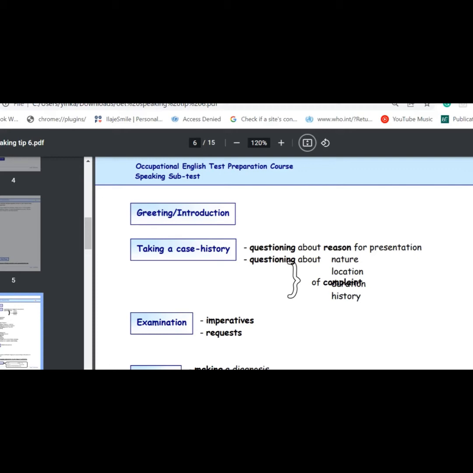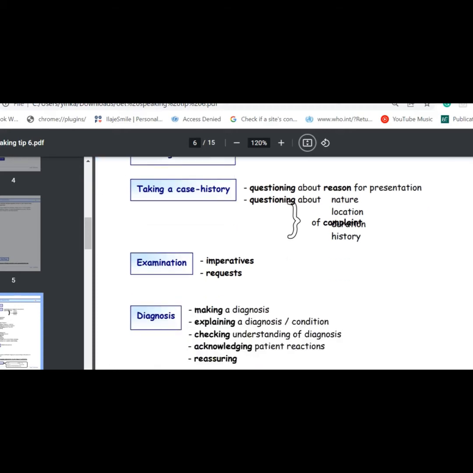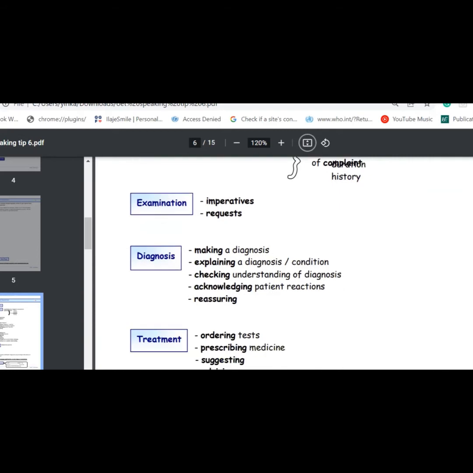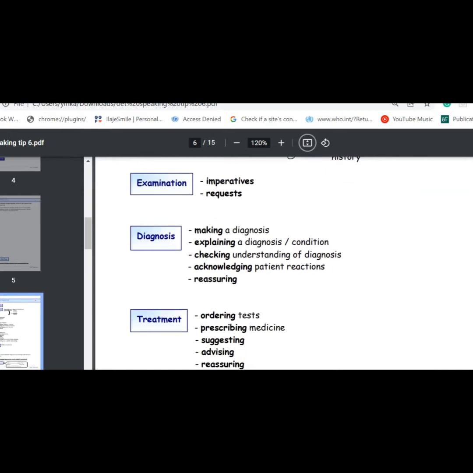Examination. Are you going to examine this patient? Is there anything imperative, something that you have to instruct the patient to do? Are you talking about diagnosis? Are you making a diagnosis? Are you explaining a diagnosis? You need to be able to check the understanding of the diagnosis, acknowledge the patient's reactions to that diagnosis, and then provide the right reassurance.